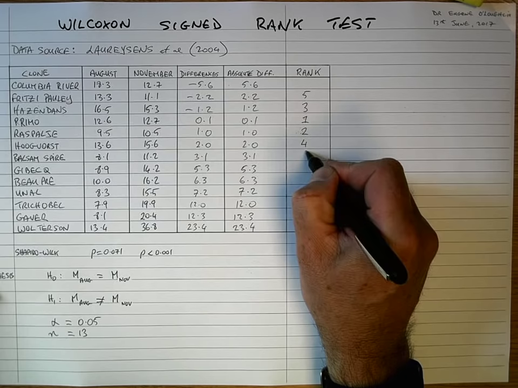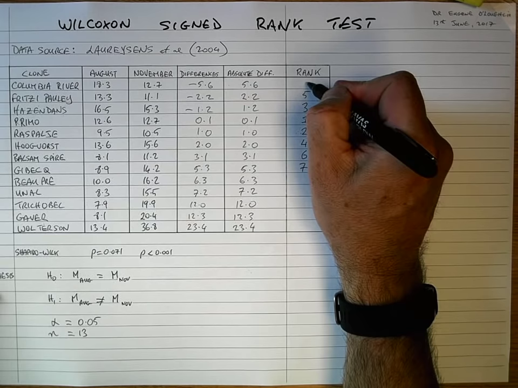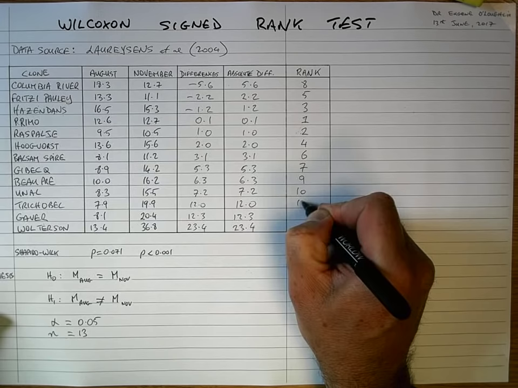Next highest is up here at the top, 5.6, and that gets the ranking of... Sorry, the next highest one here is 5.3. Which is rank number 7, and then the next highest one is 5.6, which gets a rank of number 8. The next highest one then is 6.3, which is a ranking of 9, and then you can see these are all sequential here at the end, so the last sets of rankings are easy to determine here.